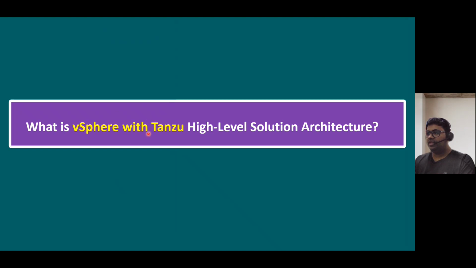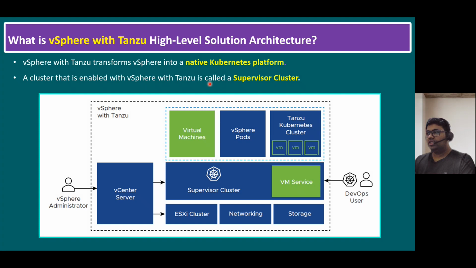So what is the vSphere with Tanzu high-level solution architecture? Here is the high-level solution architecture. Let's try to understand the diagram first. Normally, as we are aware, vSphere consists of ESXi hosts and vCenter Server. But vCenter Server is not for a single ESXi; it allows you to manage multiple ESXi hosts. That's the reason in this architecture we mention an ESXi cluster.